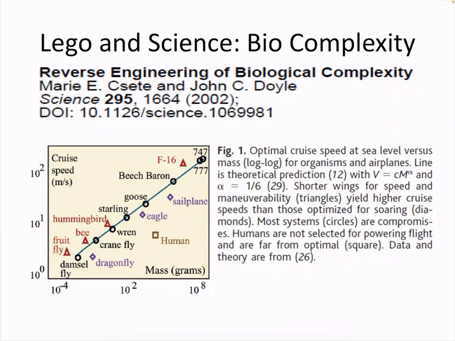And so this is a plot, it doesn't really even matter what it is, but it's like optimal cruise speed at sea level versus mass. It just talks about how different flying creatures have had to evolve and solve problems like this. And an incredible law that's going on. Now, if you look, there's a data point that is very far off the line. Is that surprising?